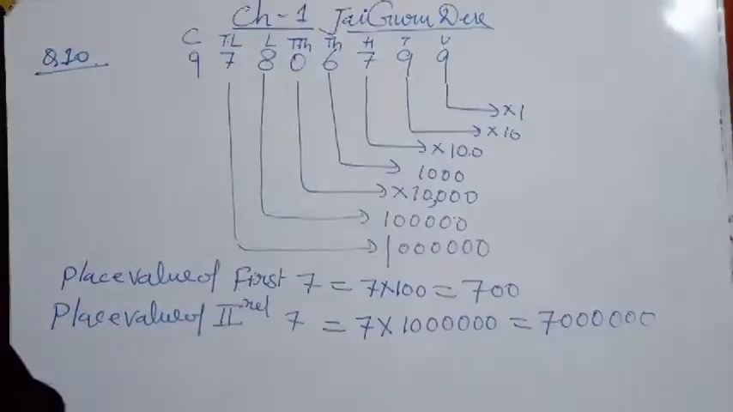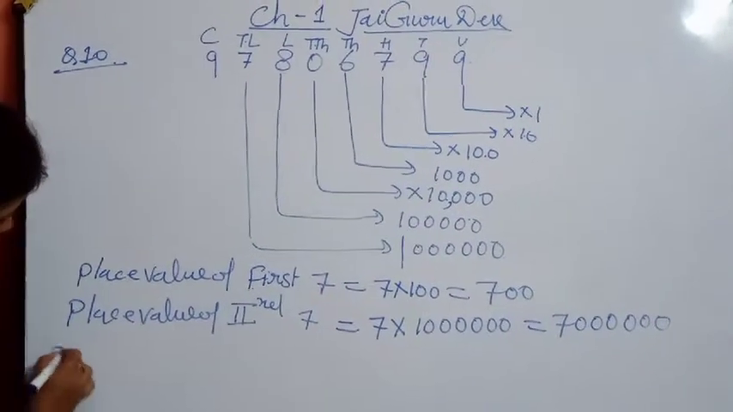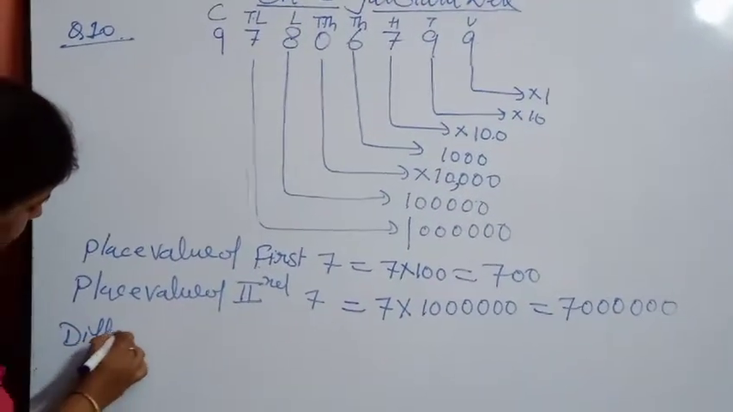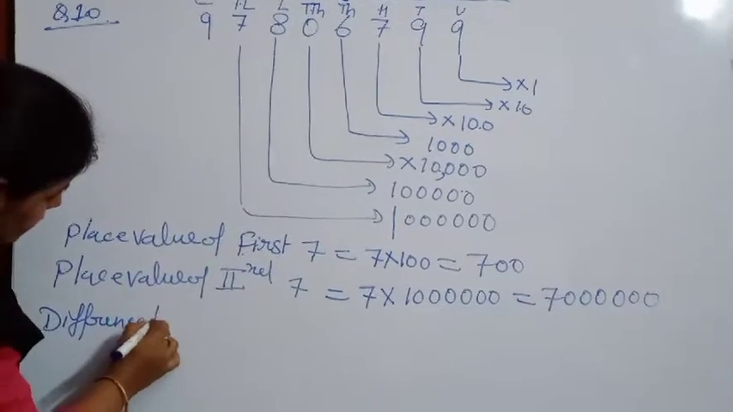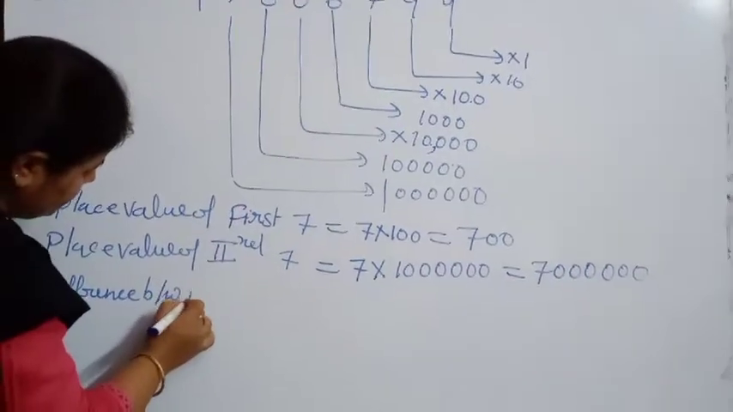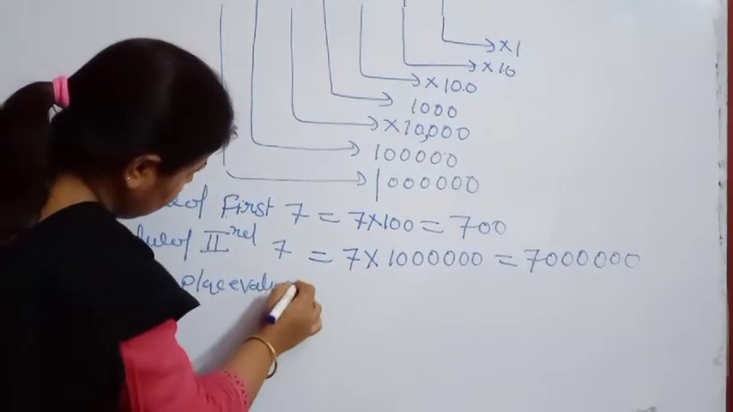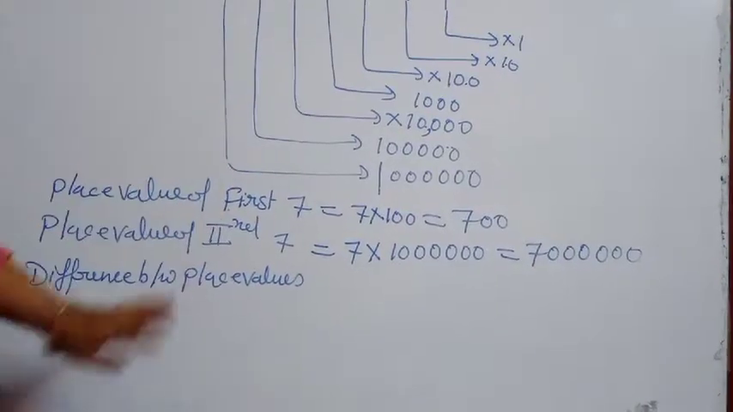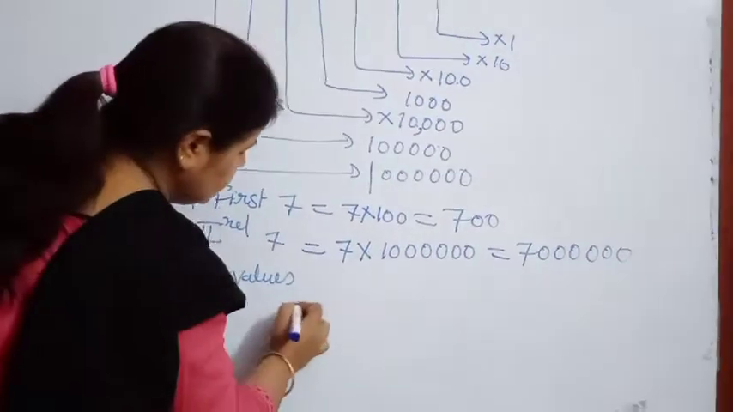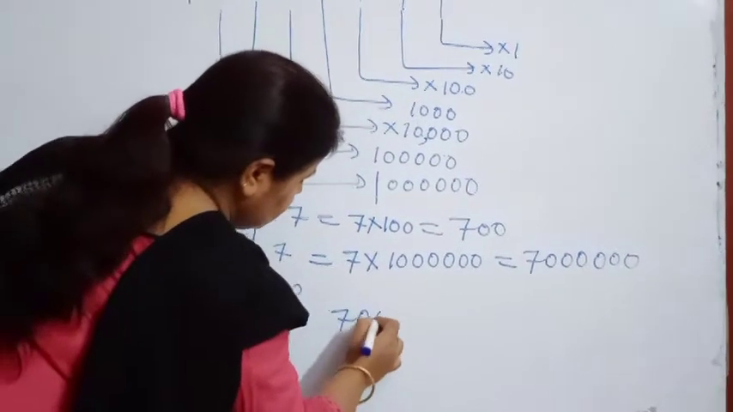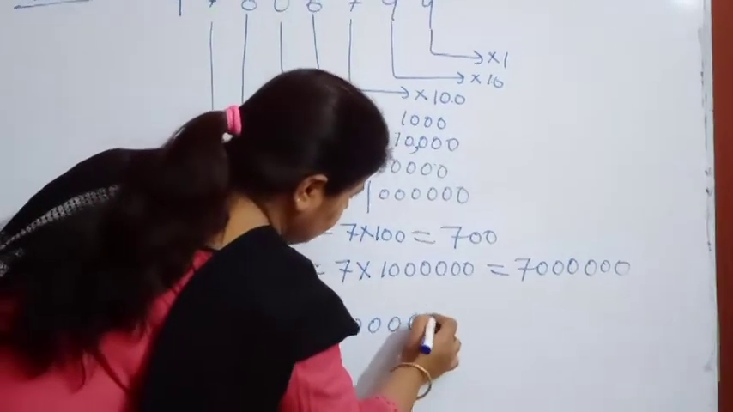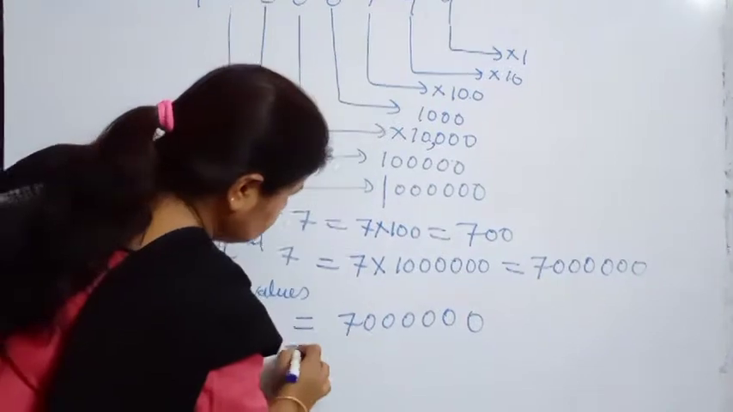Now we have to take their difference, the difference between place values. What will it be? Greatest number minus smallest number. Write that 7, 1, 2, 3, 4, 5, 6 and minus 700.